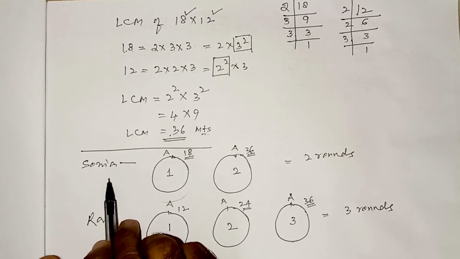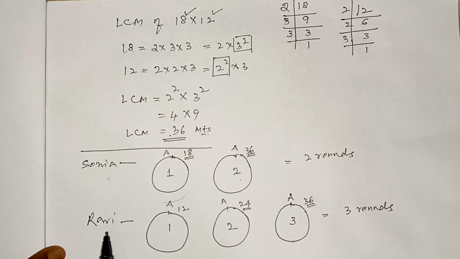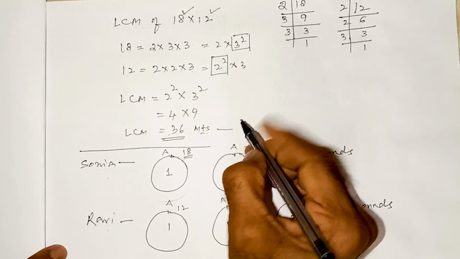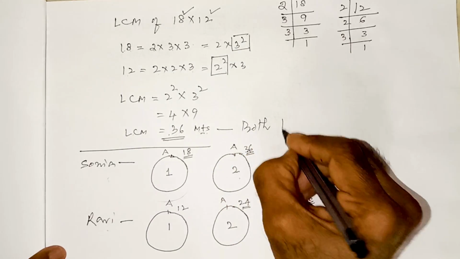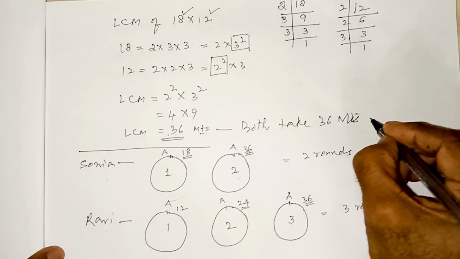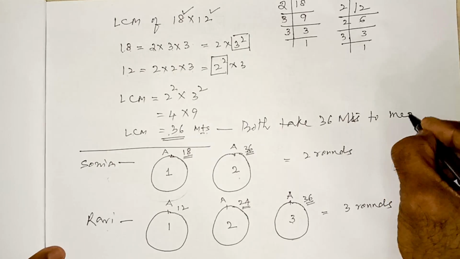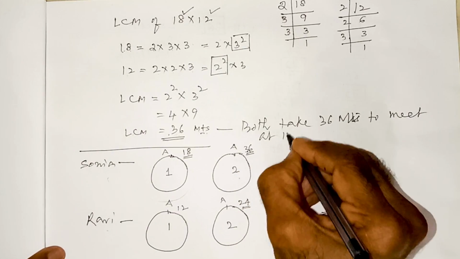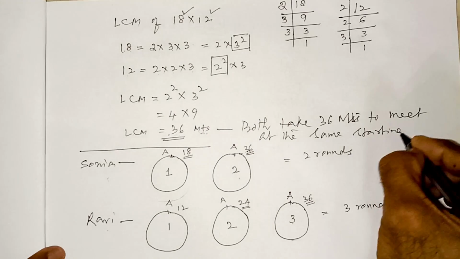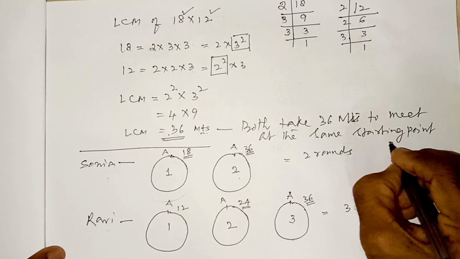And in the first case, Sonia has taken 36 minutes to complete 2 rounds. Ravi has taken 3 rounds in 36 minutes. The answer is the LCM of the question, that is 36 minutes. You can write down: both take 36 minutes to meet at the same starting point. This is the answer.